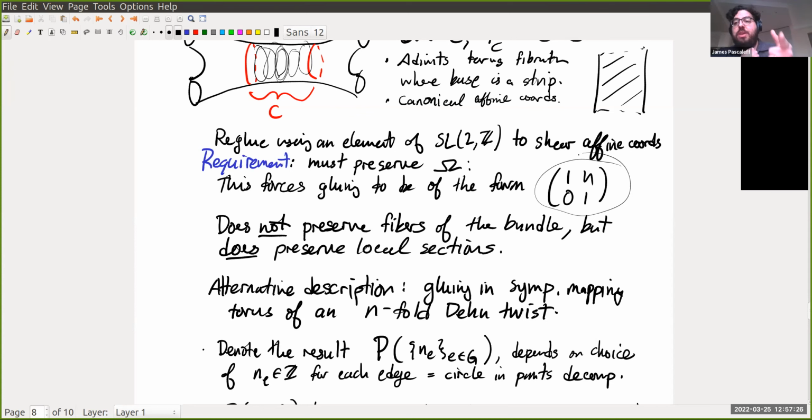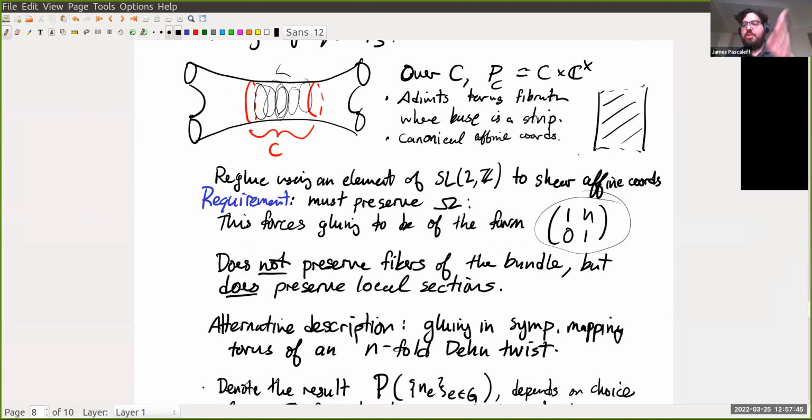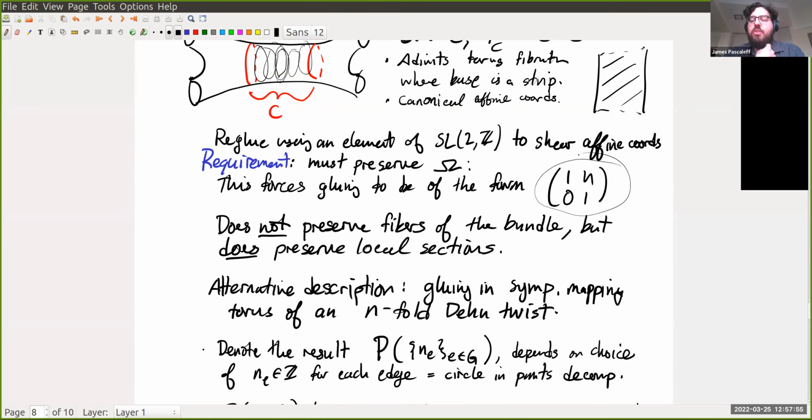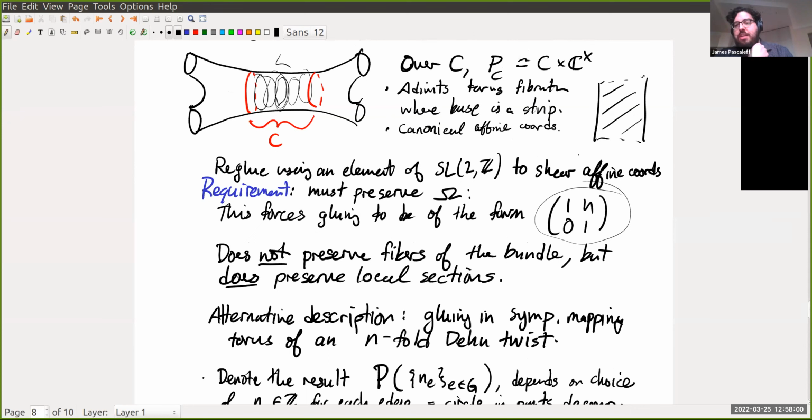The gluings that you're allowed to do here are upper triangular matrices because you want to preserve the complex volume form. So it turns out that that's exactly the opposite. Those twists don't preserve the fibers of the C star bundle. One thing you can do with the C star bundle is you can twist the gluing and get another C star bundle, right? That's not what I'm doing. I'm doing exactly the opposite. So these are the twists that don't preserve the fibers of the C star bundle. They actually preserve the sections in this local picture.